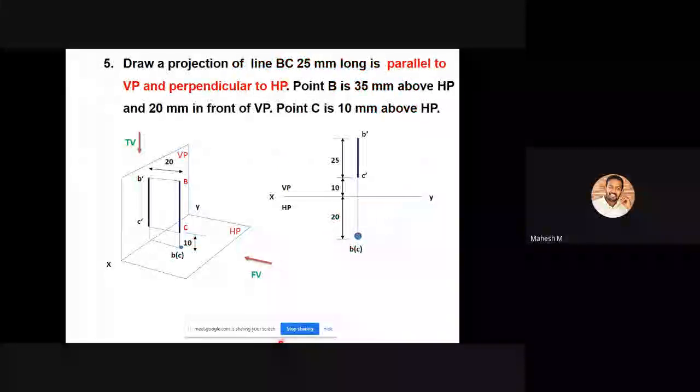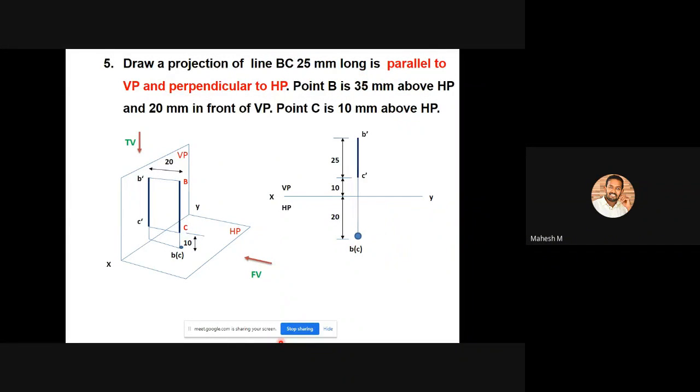And next, this one is our second case. It is a different case. Draw the projection of line BC, 25 mm long, that is parallel to VP and perpendicular to HP. It's not like both parallel conditions. Here it is parallel to VP and perpendicular to HP.